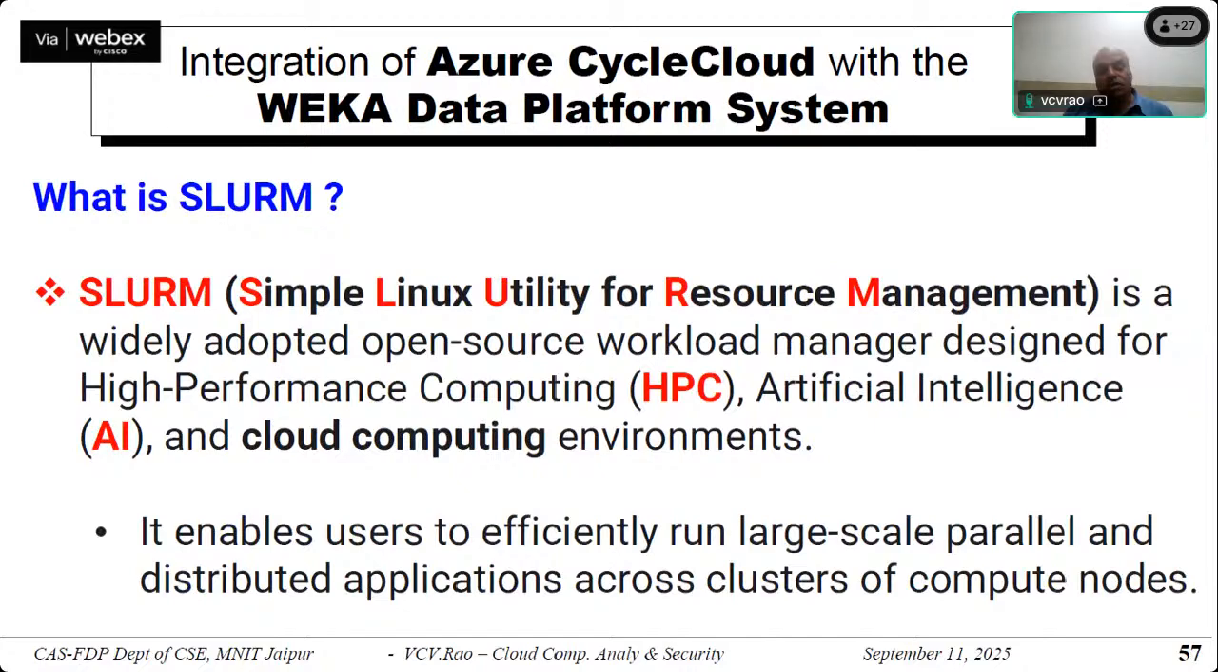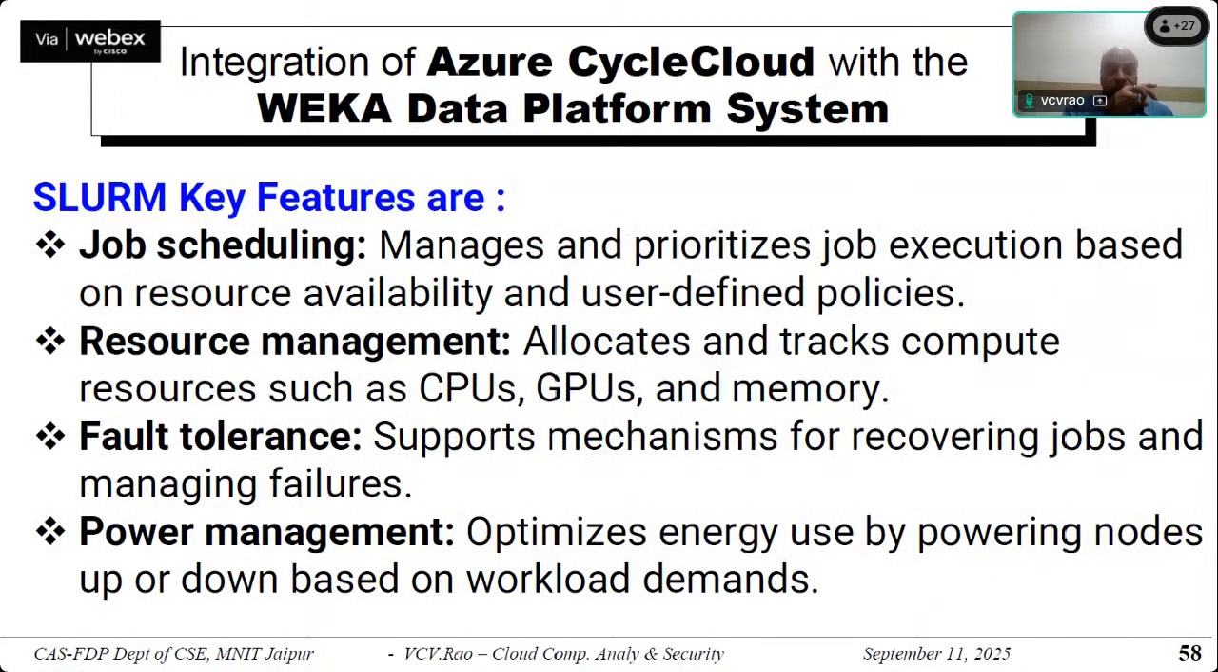So what we do, after 5-10 minutes, we will demonstrate some of the codes also, and we will also see how Slurm works on HPC systems actually. Okay. So users efficiently run large-scale parallel and distributed applications across clusters of compute nodes. So that is how we really run. Similarly, high throughput computing workloads you can also run in parallel. Let us see. So what are the Slurm features?